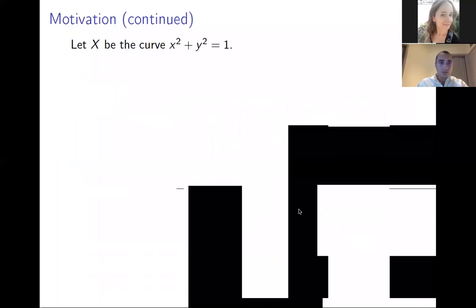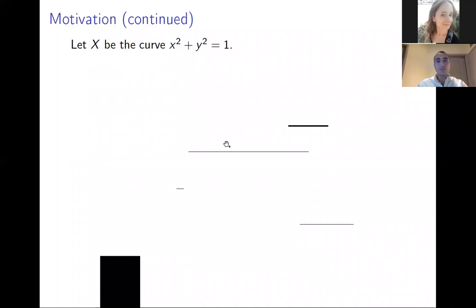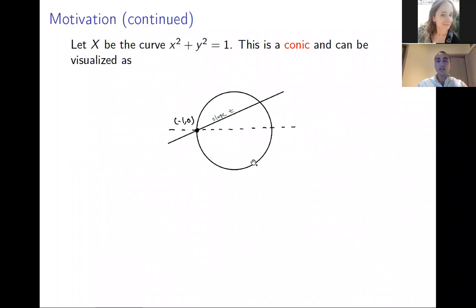So let X be this curve, and this curve is the defining equation for the unit circle. In particular, this is a conic and can be visualized as so. This is my rendition of it. We have the circle, and I've decorated it a little bit, and it will become clear in a second what these decorations mean.